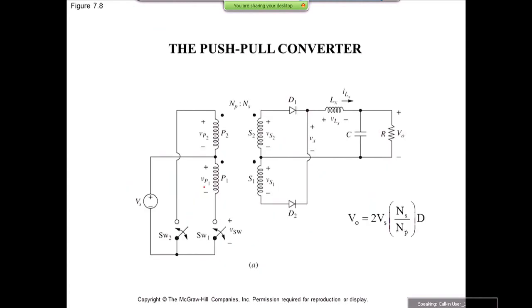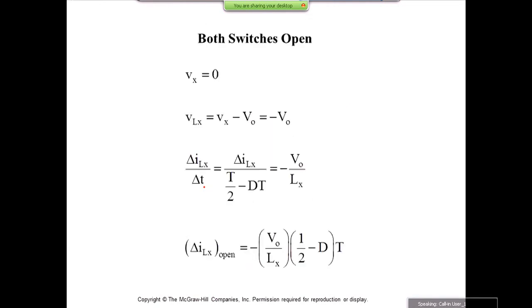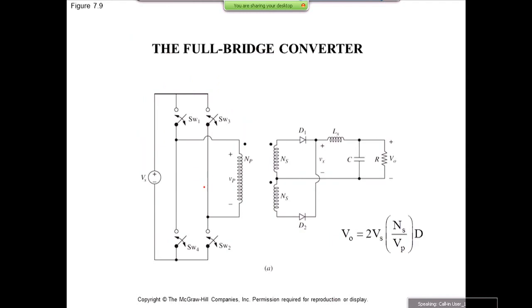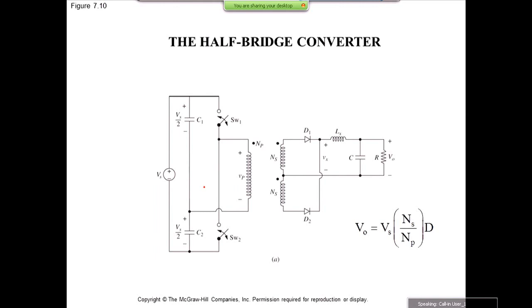There are 3 more topologies that hopefully we are going to cover today. One of them is this guy, the push-pull topology, and then later the full bridge topology, and then later on the half bridge topology. What is common among all of these topologies is, if you look at the secondary side, they're almost the same. Like from this point to the right, they are basically the buck topology.